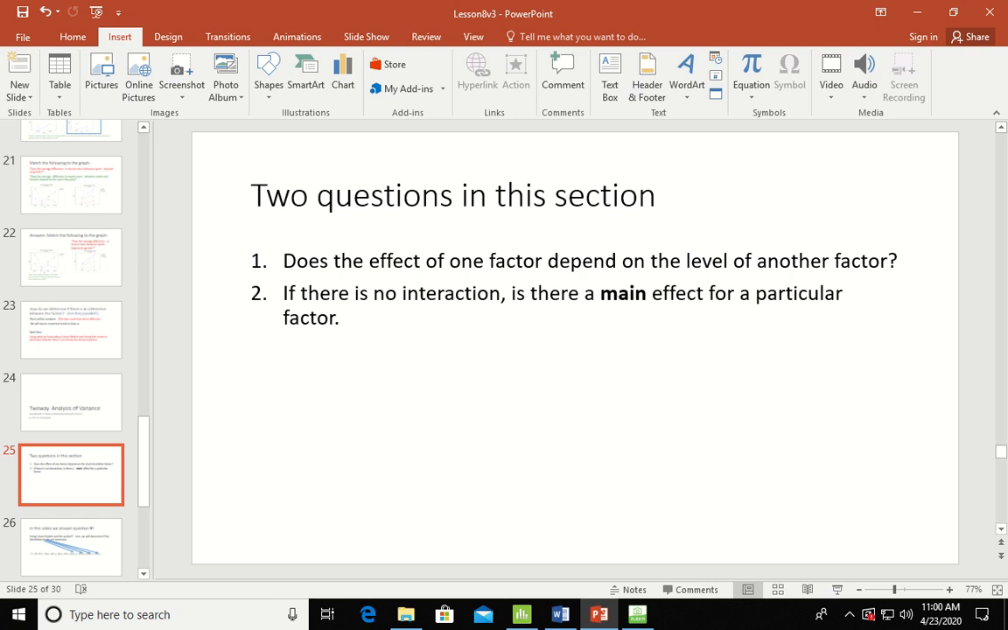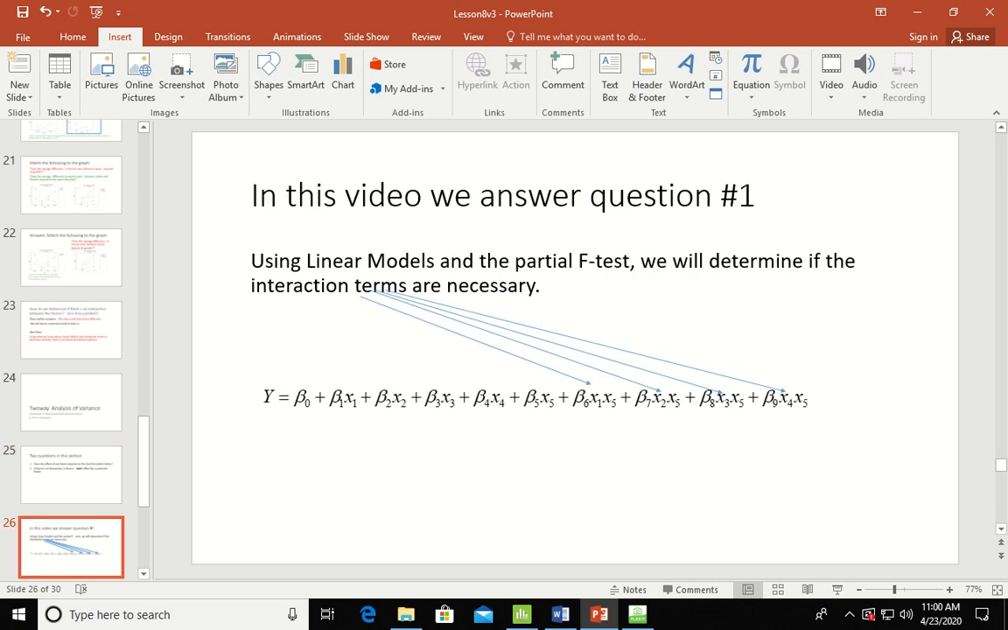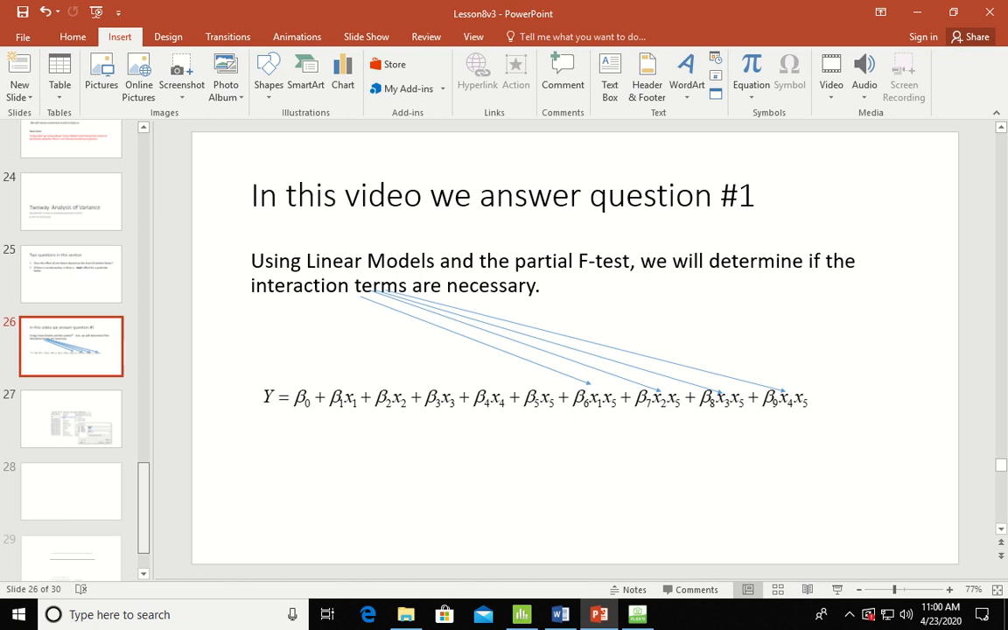So two questions in this section. Does the effect of one factor depend on the level of another factor? And if there's no interaction, is there a main effect for a particular factor? So in this video, we're going to try to answer question number 1. We're going to use linear models in the partial F test, and we'll determine if these interaction terms are necessary going from x1 to x5.